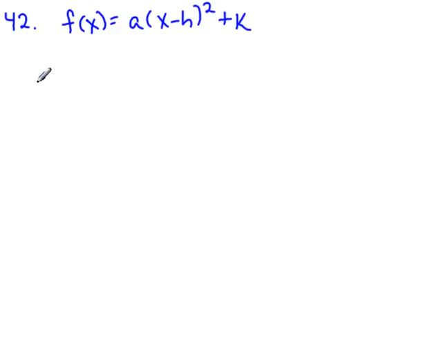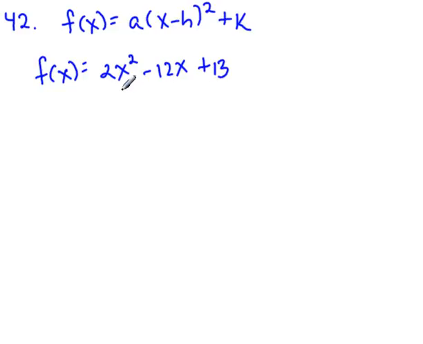Number 42 asks us to express the quadratic function in the form f of x equals a times (x minus h) squared plus k, and find the vertex and the axis of symmetry. What they gave us is f of x equals 2x squared minus 12x plus 13. Now, remember, I can simply go to my calculator, put this in my y equals.